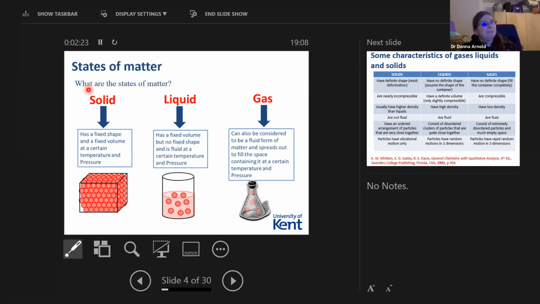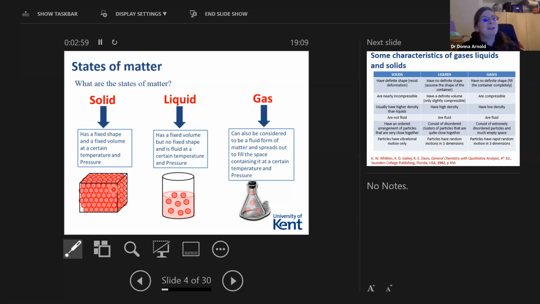So we have our solid. This is a diagrammatic representation of our solid. Our atoms are all packed in quite tightly, so we know that it has a fixed shape and a fixed volume. If I freeze an ice cube, it will have the shape of the ice cube holder, so it will be a cube. And this is at a certain temperature and pressure. We can control what state of matter we get by temperature. For example, if I fill up an ice cube tray and put it in the fridge, it's going to stay as liquid water. If I put that same tray in the freezer, I'm going to get ice cubes.